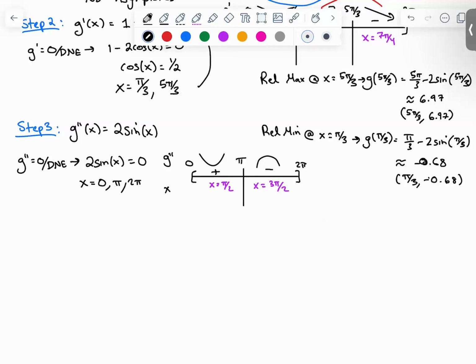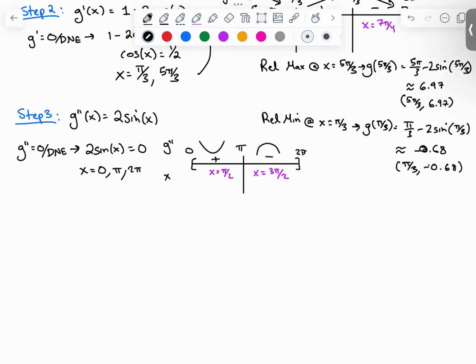And we're concave down and we've got a frown. So that means that we have an inflection point at x equals pi. So we want to know the actual location. So we'll plug in g of pi, which would be pi minus sine of pi, which ends up just being pi, or approximately 3.14. So pi comma 3.14.